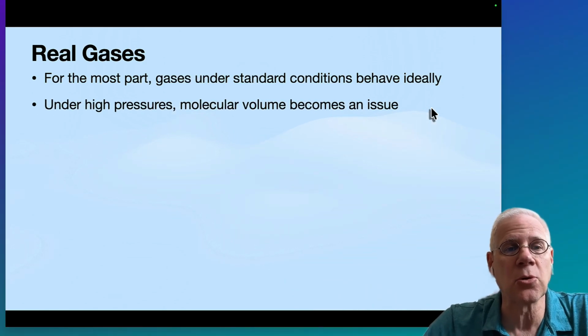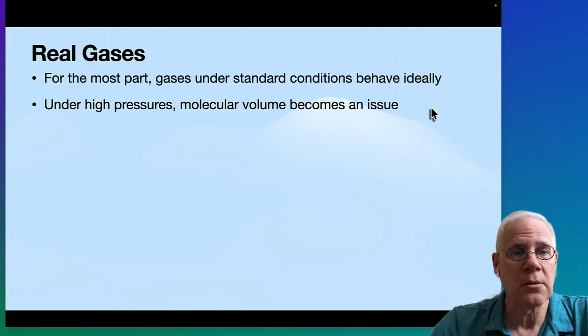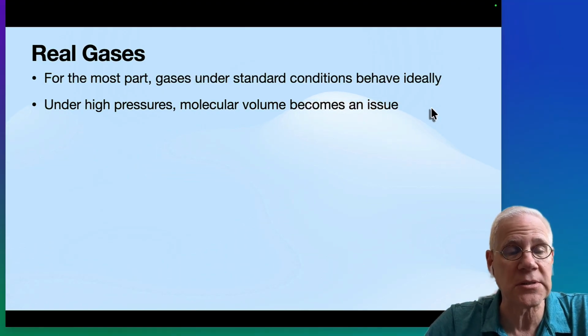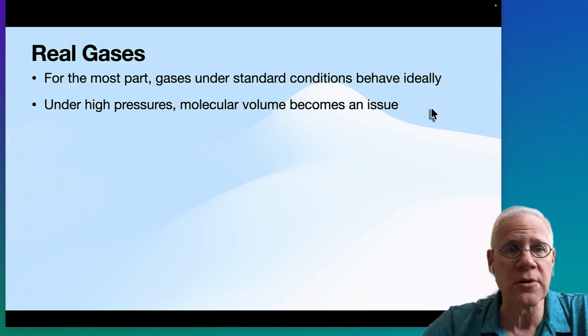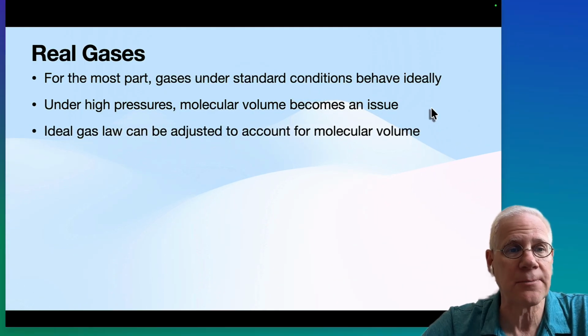Now, as soon as we start going under very high pressures, molecular volume starts to become an issue because those molecules start to squeeze together. And if they're squeezing together, they have to make room for each other. Remember, ideal gases said that molecules and atoms have no volume, but we know that they must have volume because they're matter, and so they take up space.